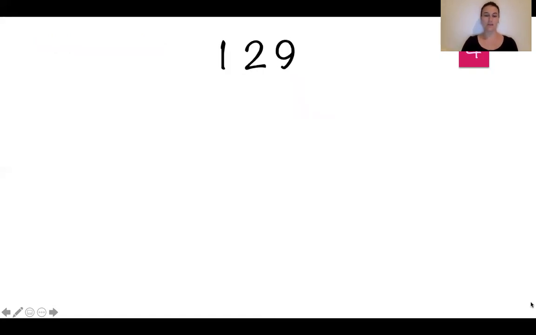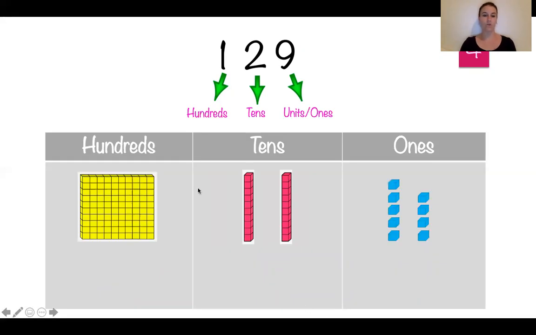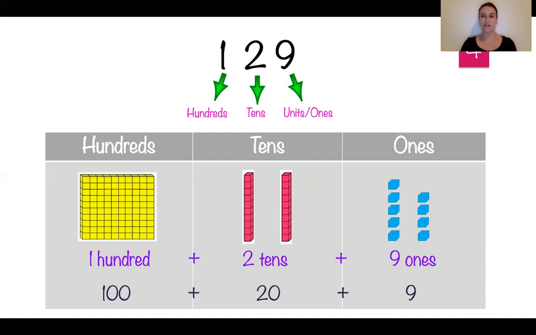Let's have a look at a different number. We've got the number 129. It is one group, 100, 2 groups of tens, and 9 units or ones. We've got 1 block of 100, 2 blocks of tens, and 9 units or ones. If we write it out with numbers and words, we've got 100, 2 tens, and 9 ones. And in expanded notation, we write it as 100 plus 20 plus 9.